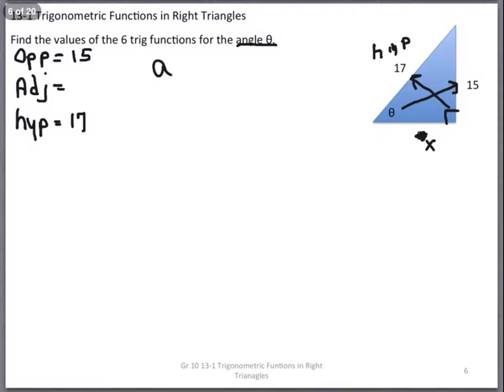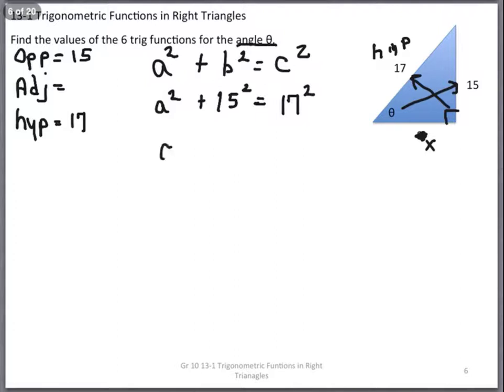So you have a squared plus b squared equals c squared. Remember, c is always your hypotenuse, so in this case that's your 17. Adjacent is what I don't know. Opposite is 15. So we have a squared equals, and I'm going to subtract 15 squared there. So I have, let's see, we subtracted 15 squared.